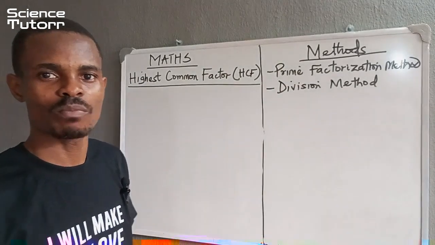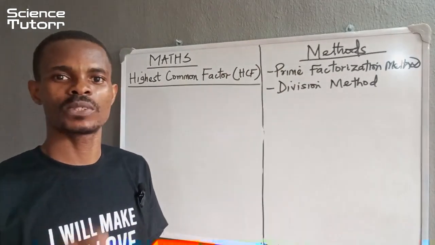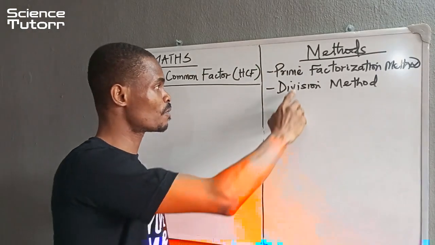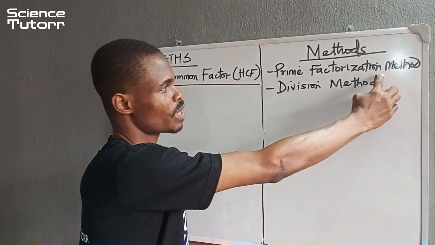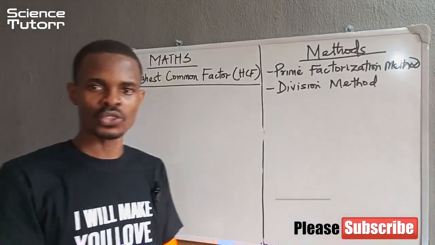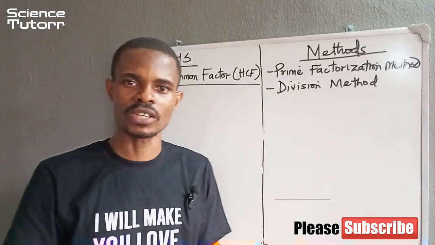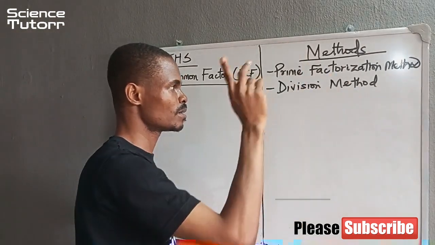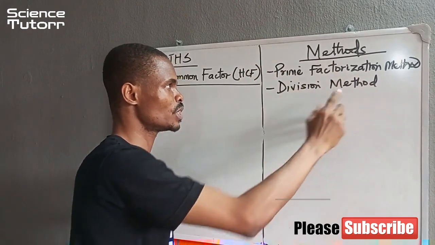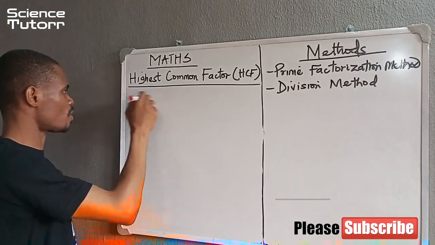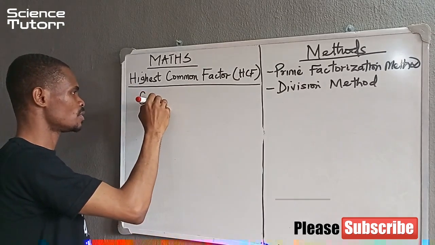There are basically two methods we use in solving problems on HCF, as listed on the board. The first one is the prime factorization method and then the division method. Just as we discussed during the LCM section, we have three methods, but in this case we shall be looking at the two basic methods used in solving HCF. Using examples, we shall be solving some problems.